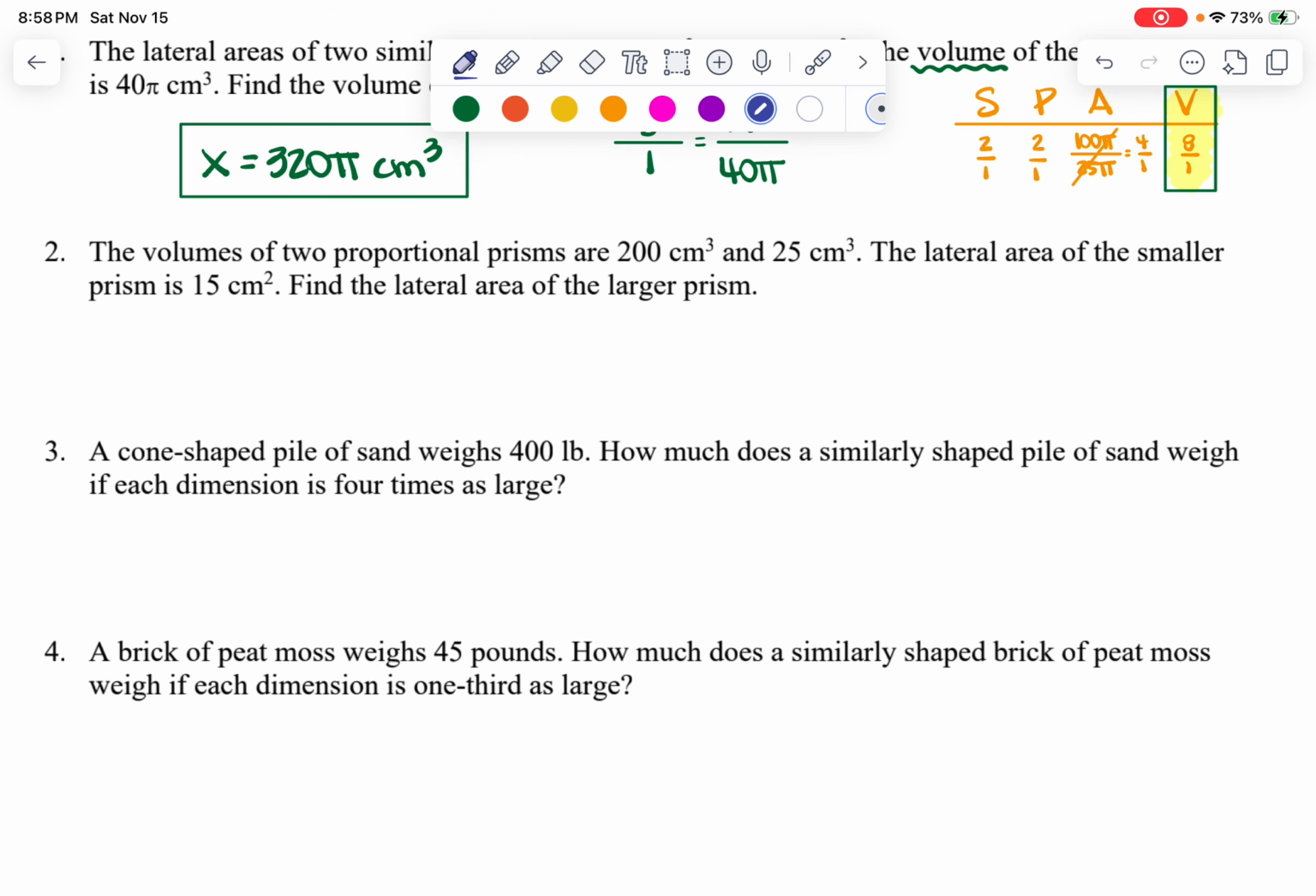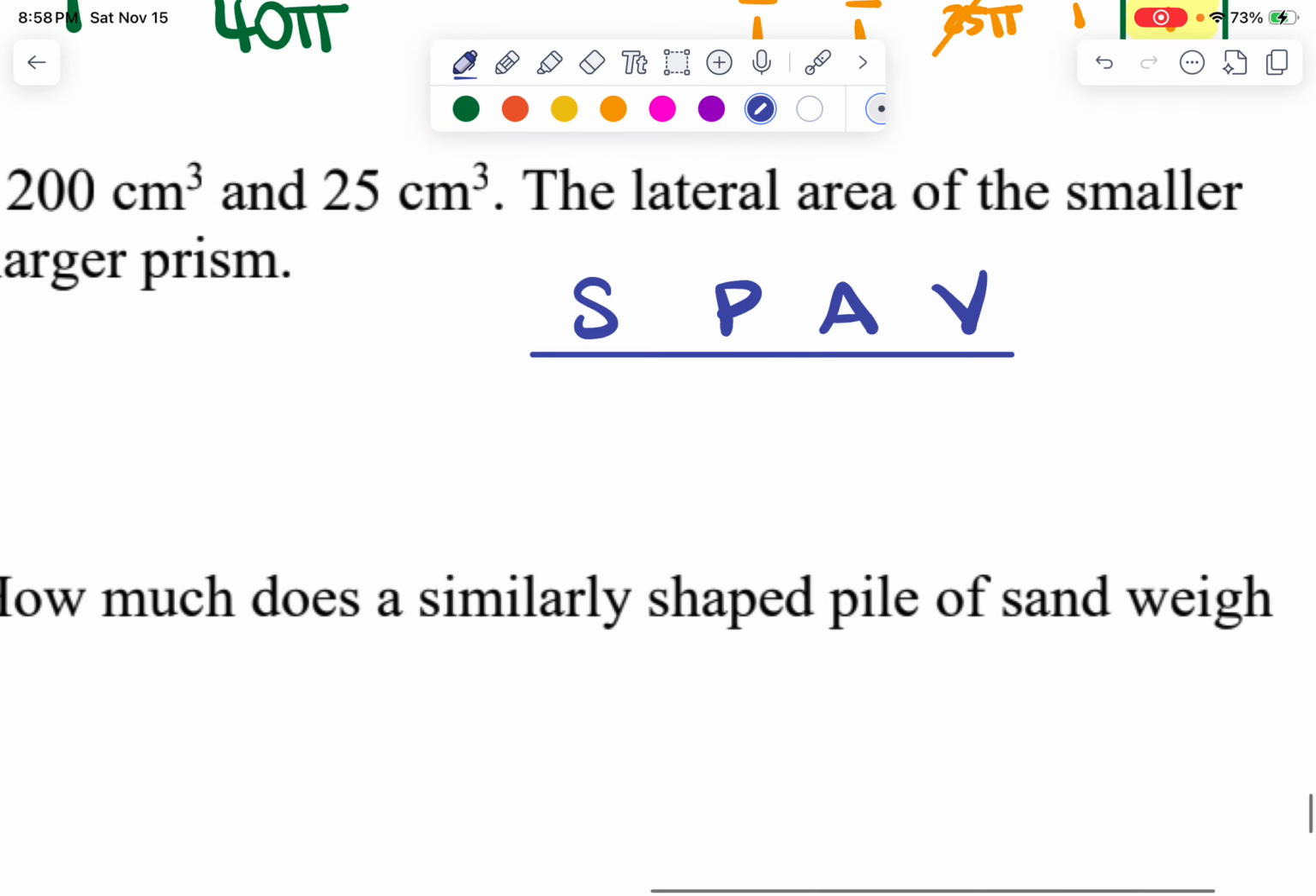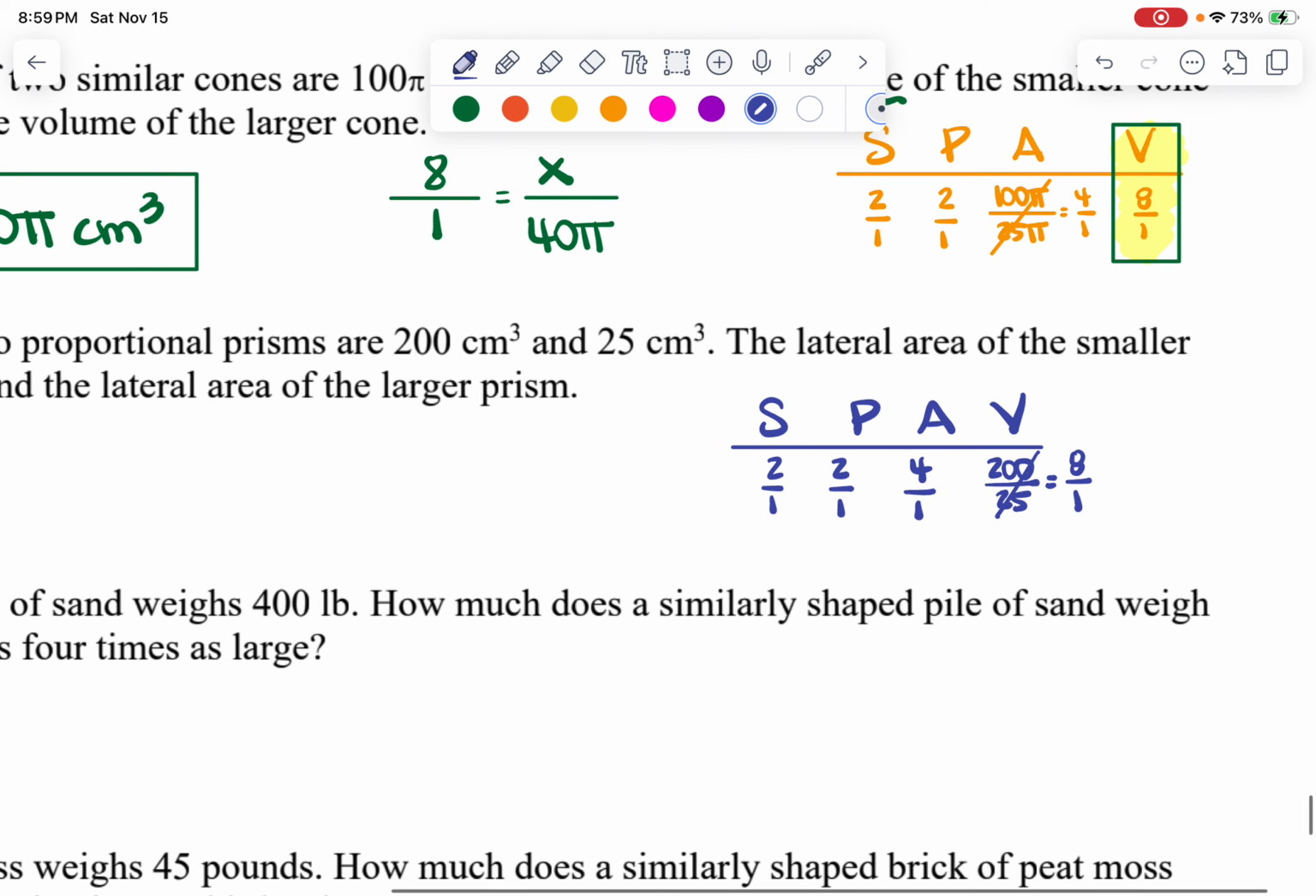This one says the volume of 2 similar prisms is 200 to 25. All right, stopping right there, making myself a SPAV chart. They're giving me volumes of 200 to 25. All right, well, I'm going to go ahead and reduce that, which, what do you know? It also reduces to 8 to 1, right? Which means I'm going to cube root it, which means 2 to 1 for my 1D and 4 to 1 for area. So it's the exact same SPAV chart that we just did a second ago, basically.